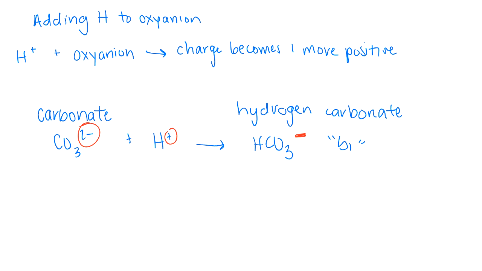What if we need to add another hydrogen to it? So for instance, with phosphate, this is PO4, 3-. If we add a hydrogen to it, we make HPO4, and remember our charge is going to become one more positive, which is now going to be 2-. This is called hydrogen phosphate or biphosphate.